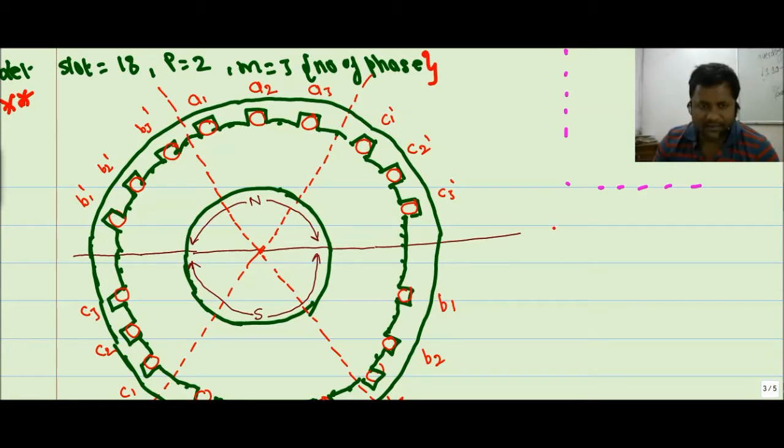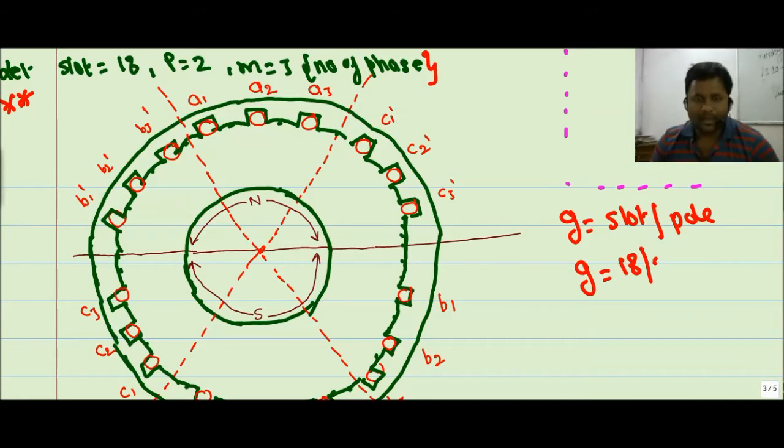So we can say that G equals slots per pole. There are 18 slots and here a 2 pole machine, so it is 9. So basically from this section to this section, this is called G, because 1, 2, 3, 4, 5, 6, 7, 8, 9. There are 9 slots. Let us discuss this first, then we can move towards the derivation.